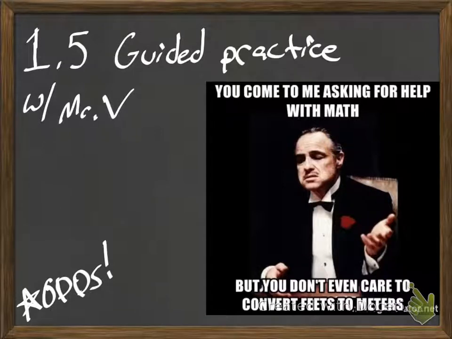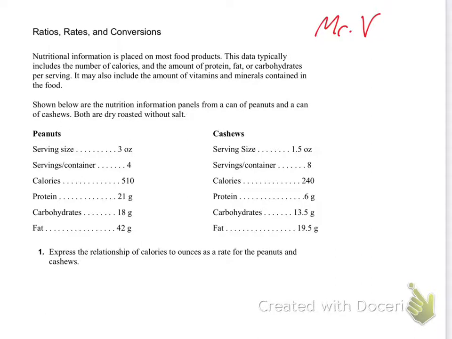So on the first page, we're talking about rates, ratios, and conversions. We have two different things. We have peanuts and we have cashews. On this first one, make sure you look at the specific vocabulary of what the question is asking. First one says express the relationships of calories to ounces, so for both peanuts and cashews.